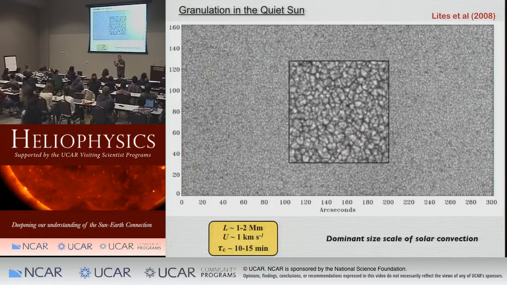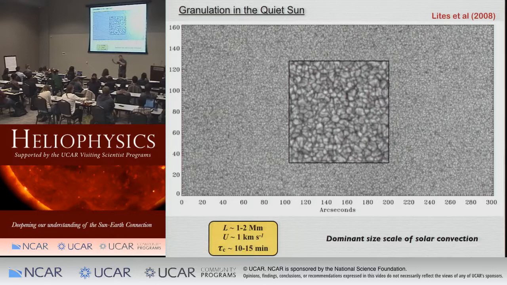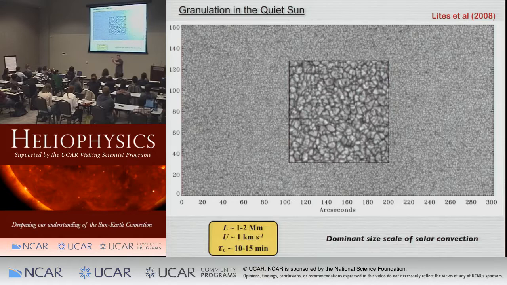As a little parcel of fluid rises, the surrounding density is becoming less, so it expands. And then as it goes down, it contracts. So as the fluid comes up, the downflows are squeezed into these little lanes.